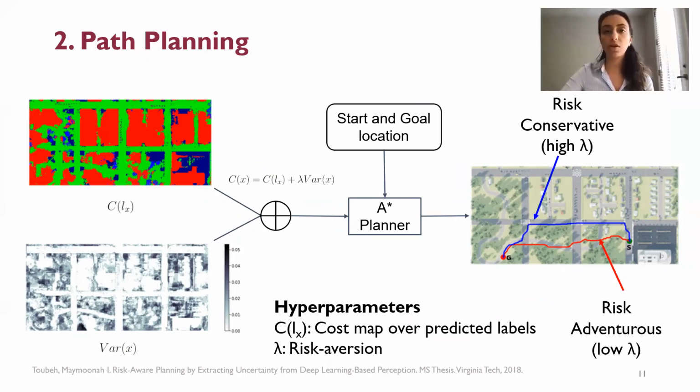So in the image on the far right, the blue path on the top corresponds to a higher value of lambda, and this assigns a higher cost to the parts of the image that have higher uncertainty. So this makes the path planner much less tolerant of uncertain areas, and it chooses a more conservative path, and it sticks to areas where there's clear road. Whereas the red path on the bottom is more risk adventurous, and it assigns less cost to the uncertain areas, and it allows the ground robot to navigate in areas where there might be vegetation or trees.